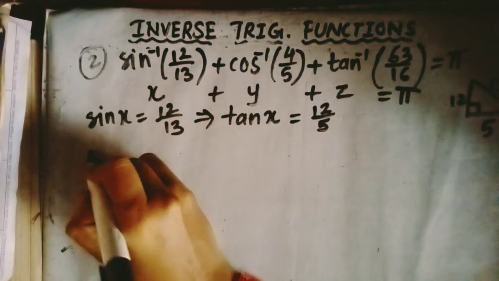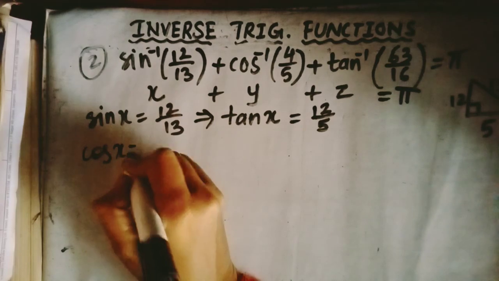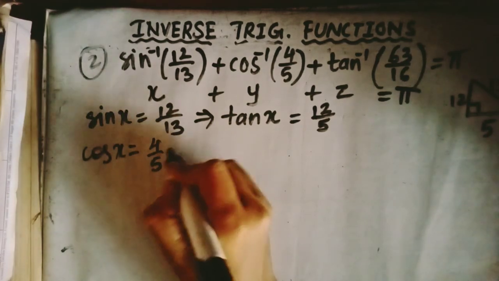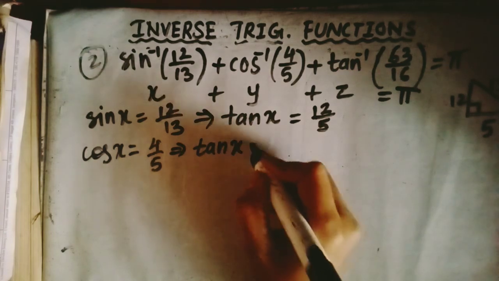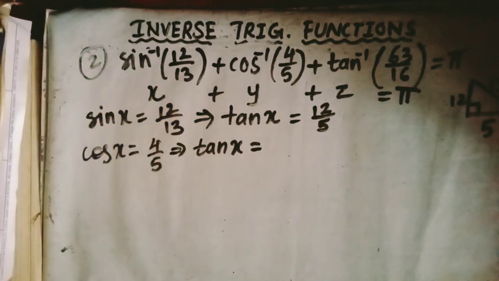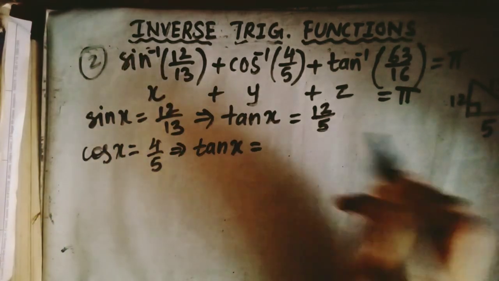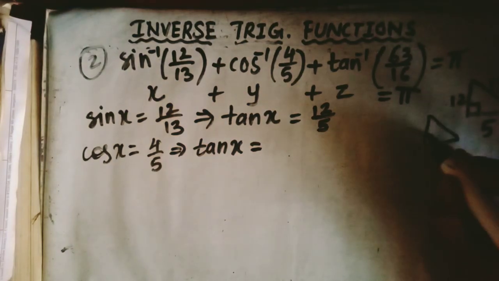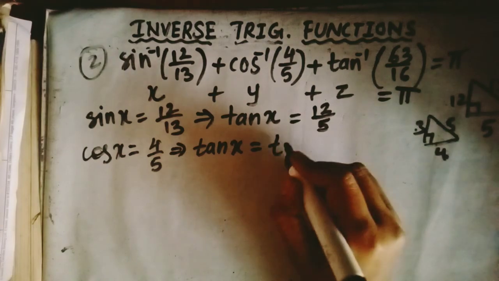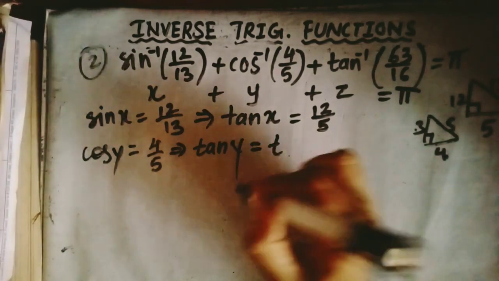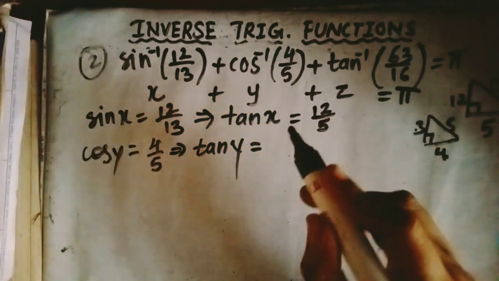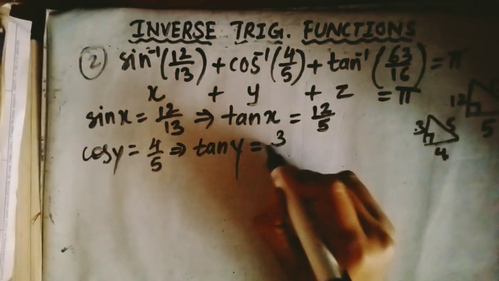Then cos y is 4 upon 5. So from the triangle 4, 5, 3, tan y will be 3 upon 4.